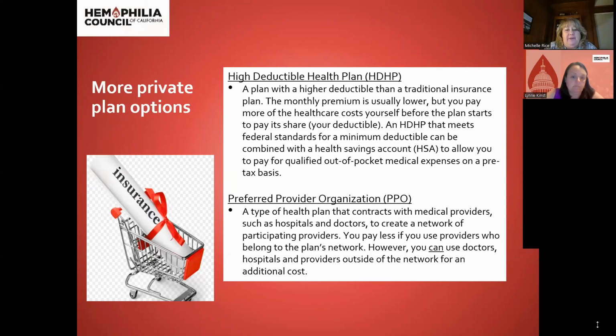What I mean by that is, if you use providers within their network, you will have a lower copay, a lower cost share, but you do have the ability to go outside of the network. That just means typically in most of those cases, you'll pay maybe a higher copay or a higher coinsurance. With the other plans I talked to you about, an HMO and an EPO, if you go outside of the network, a lot of times you have zero coverage for those charges.